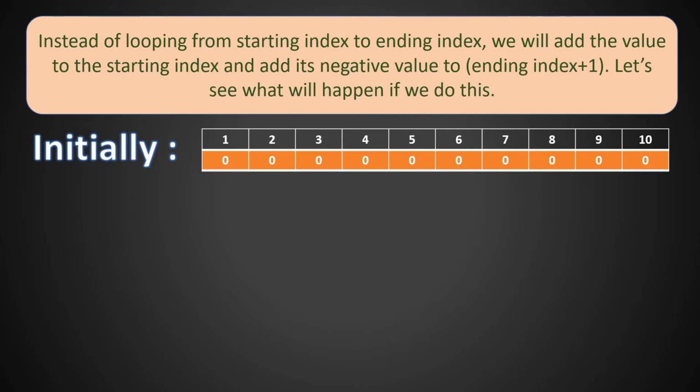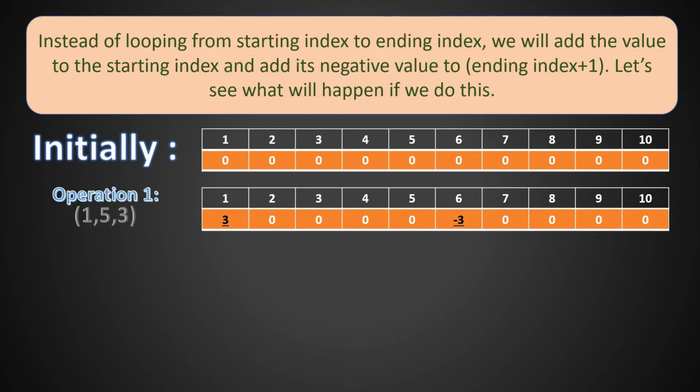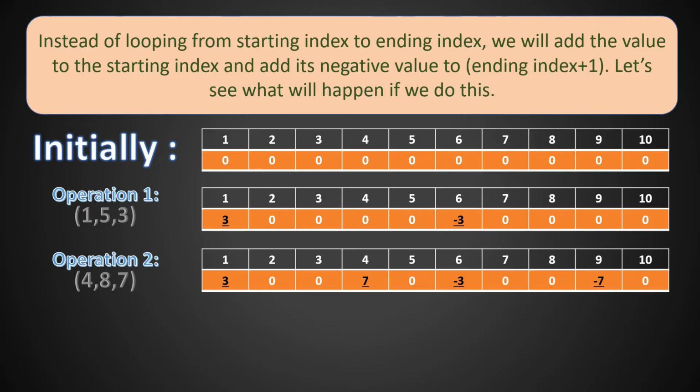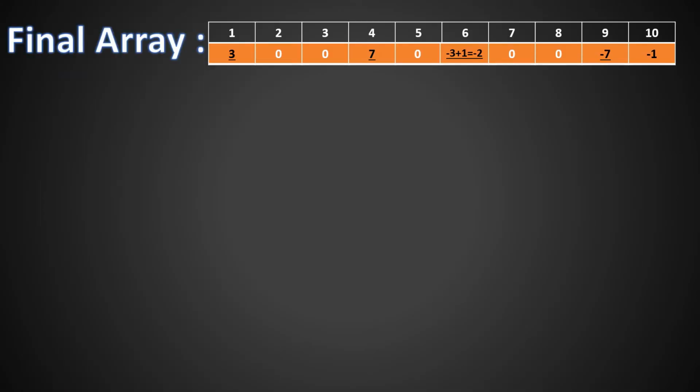Initially it looks like this. After the first operation it becomes so. Operation 2 gives us this. Operation 3 gives us this. This is our final array.